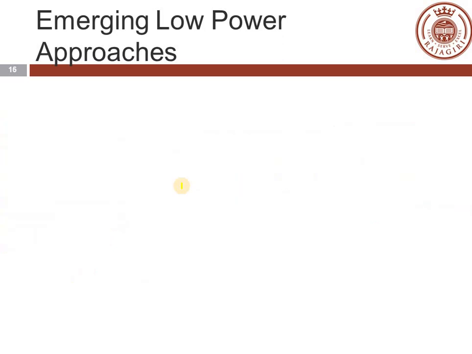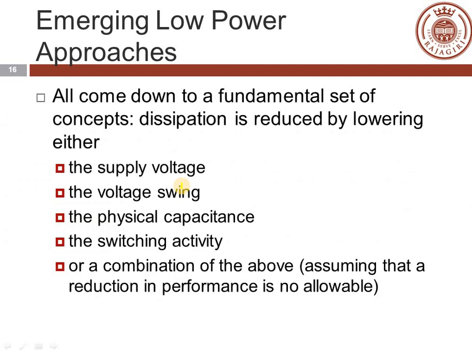So these are the different layers or different approaches for getting a low power device as a whole. And ultimately, all will come down to a fundamental set of concepts, saying that dissipation can be reduced by lowering the following: the supply voltage, the voltage swing, physical capacitance, switching activity, or a combination of the above, assuming that a reduction in performance is not at all allowed. We need a reduction in power consumption.